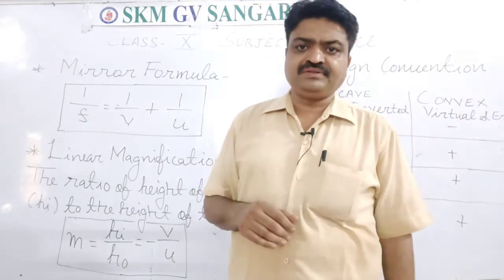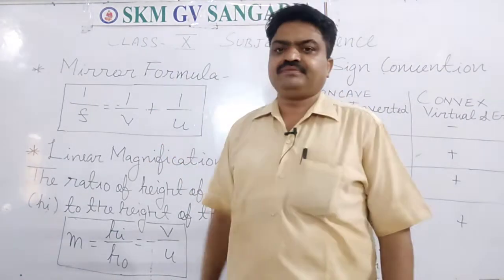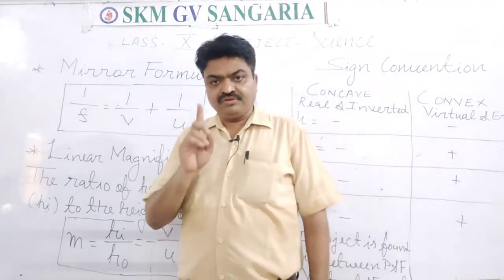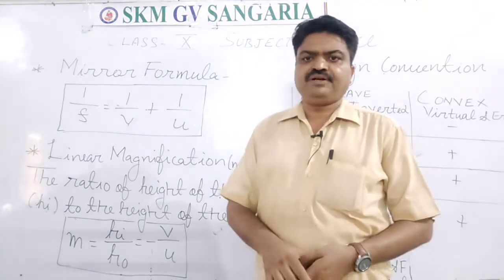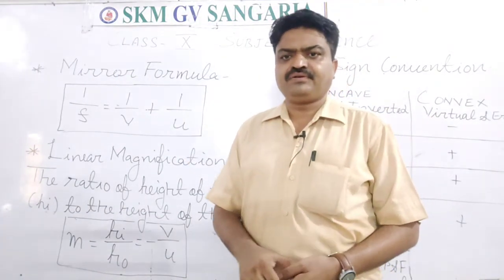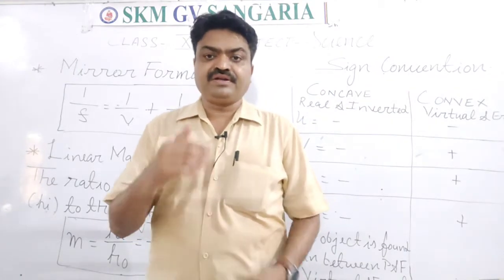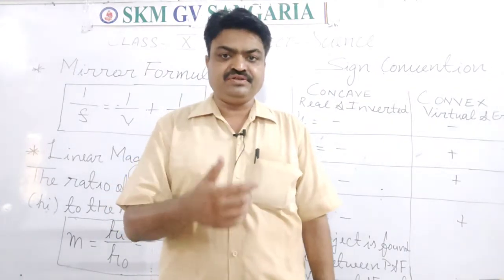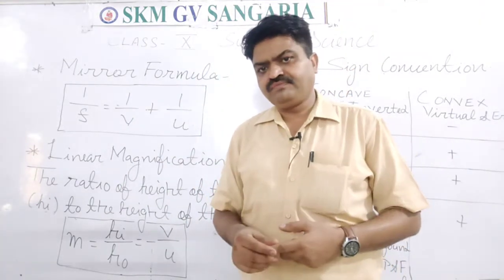Many times students are confused about this sign. So in the mirror formula, what will you write? You will write plus 1 upon f is equal to 1 upon v plus 1 upon u. Now what is v, what is u, and what is f, student? About this you should know.